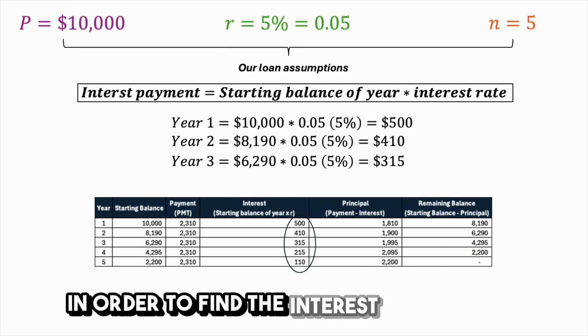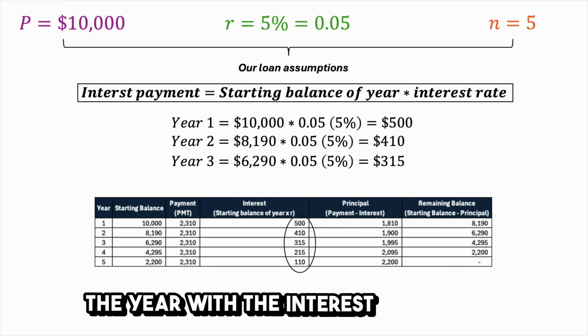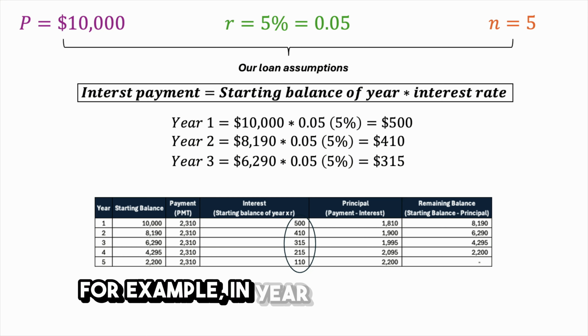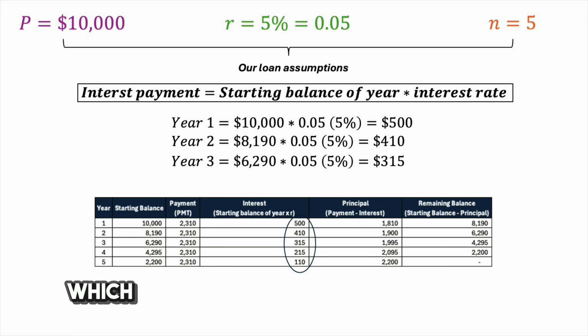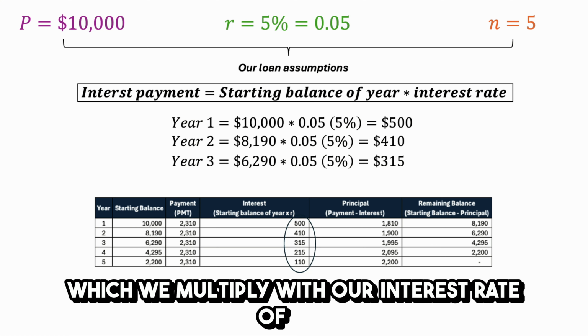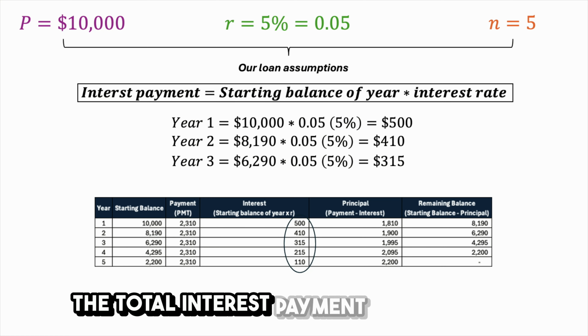In order to find the interest payment for each year, we multiply the starting balance of the year with the interest rate of 5%. For example, in year 2, the starting balance is $8,190, which we multiply with our interest rate of 5%. This gives us $410, which is the total interest payment of year 2.